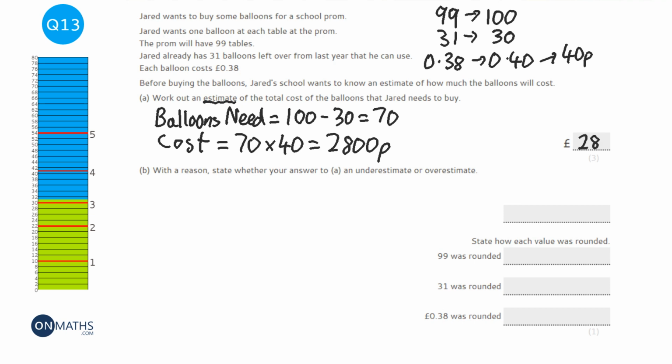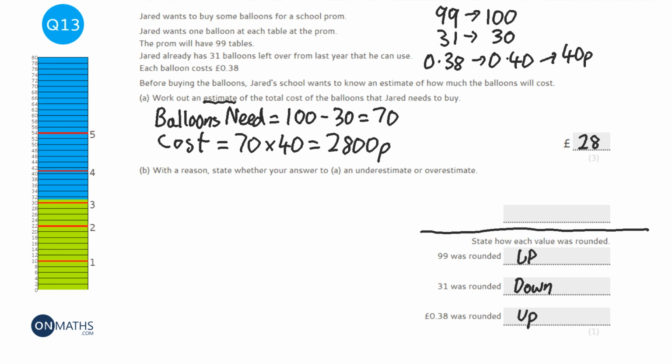Now it says, with a reason, state whether your answer is an underestimate or an overestimate. And there's a few extra bits here that won't be in the question, so anything below this line won't actually be given to you on the exam. So it says 99 was rounded, well, that was rounded up. 31 was rounded down, and 0.38 was rounded up.